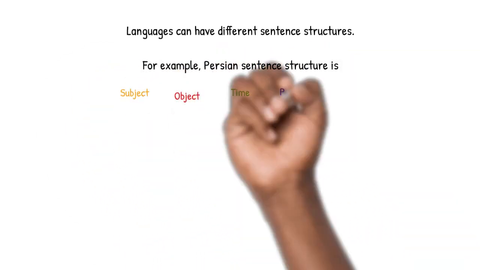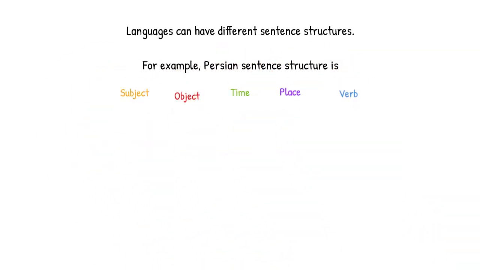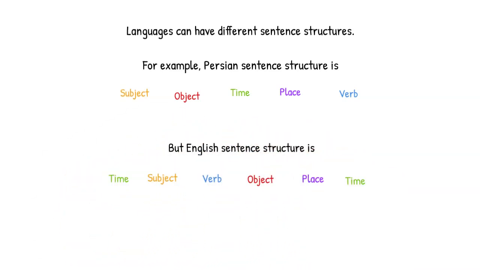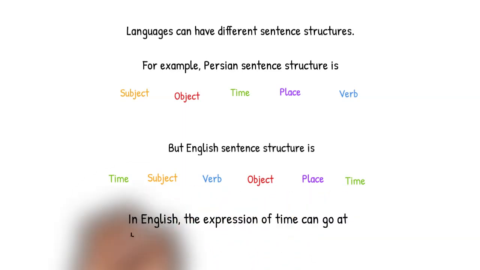Languages can have different sentence structures. For example, Persian sentence structure is subject, object, time, place, then verb. But English sentence structure is time, subject, verb, object, place, and then maybe time. In English, the placement of time can come either at the beginning or the very end.